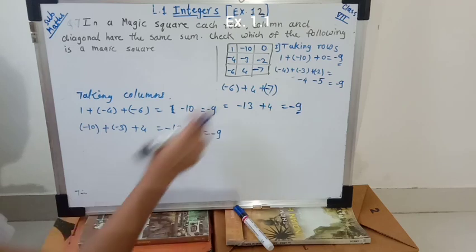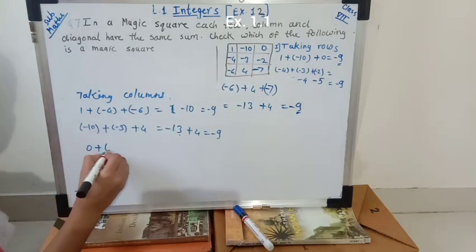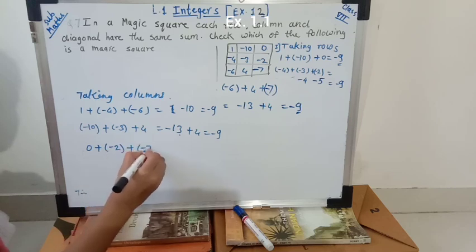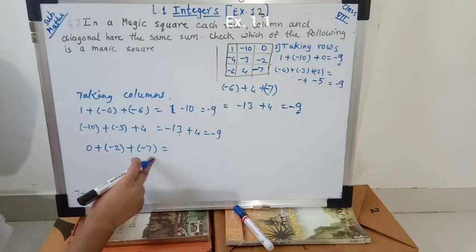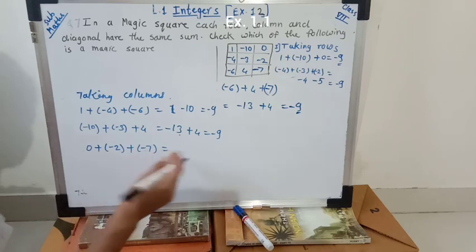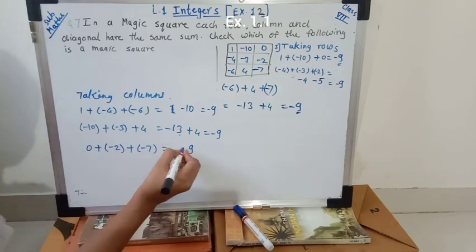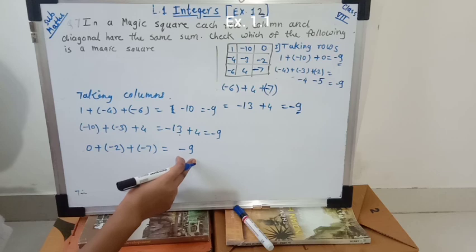Now let's do the addition of the third column. So here 0 plus minus 2 plus minus 7. Okay, now here both the numbers are with the negative sign, so we do the addition. 2 plus 7 is equal to 9. 7 is bigger, so here minus. And if we add 0 with minus 9, we get the same number, that is minus 9.